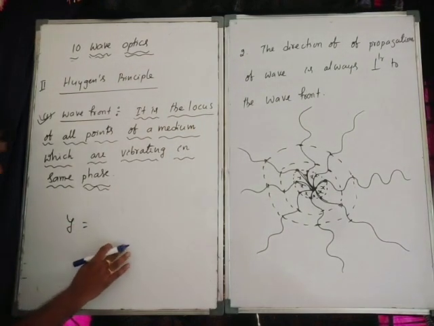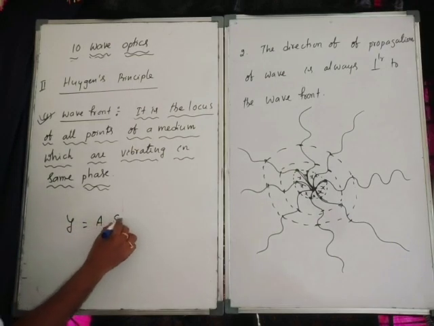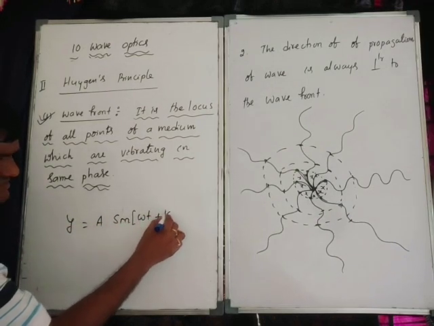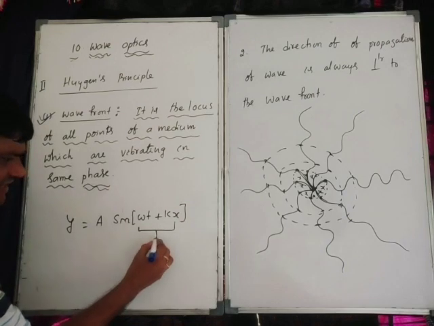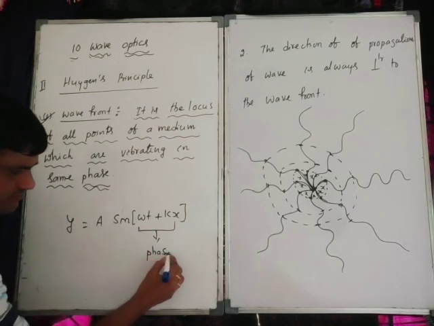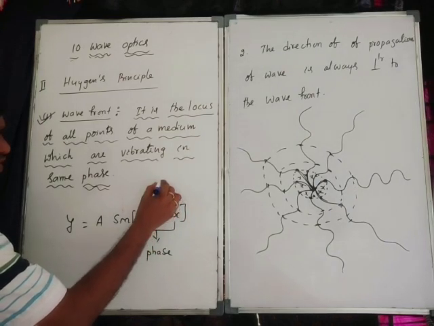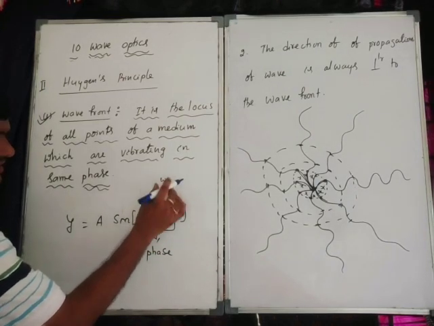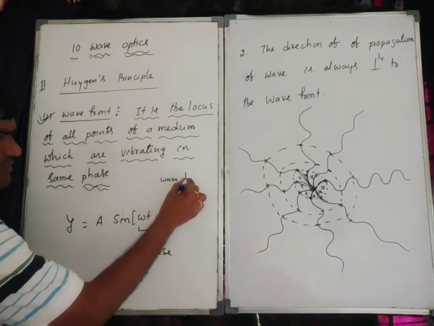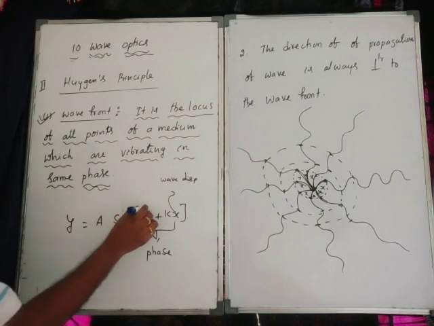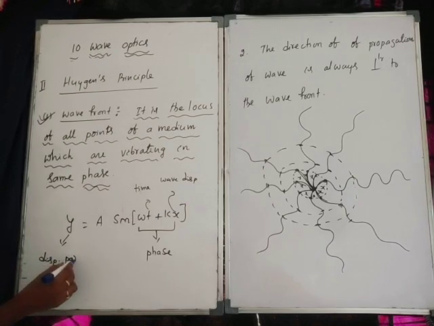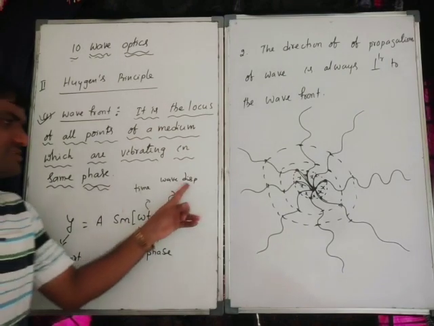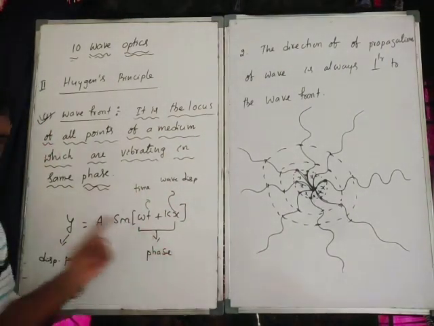So, the progressive wave formula: y is equal to A sin(omega t plus kx plus phi), right? What is the meaning of omega t plus kx? This is the phase. What is the meaning of x? Wave displacement. What is t? Time. What is y? Displacement of the particle. This is the phase.